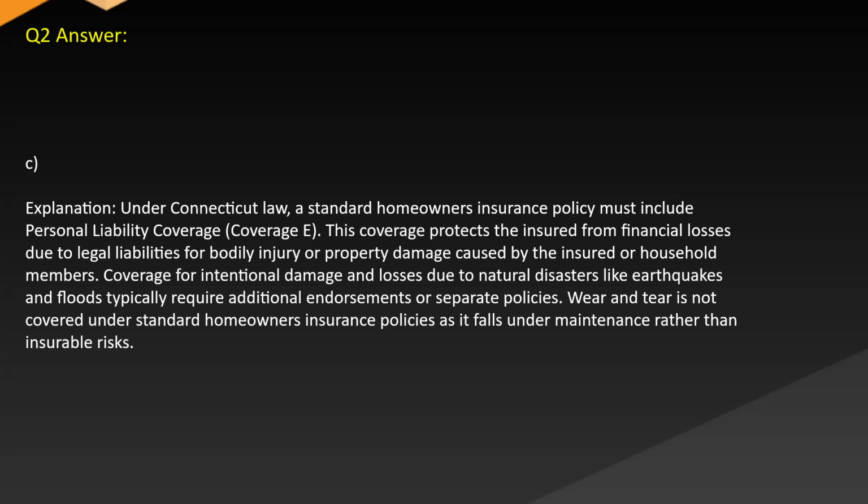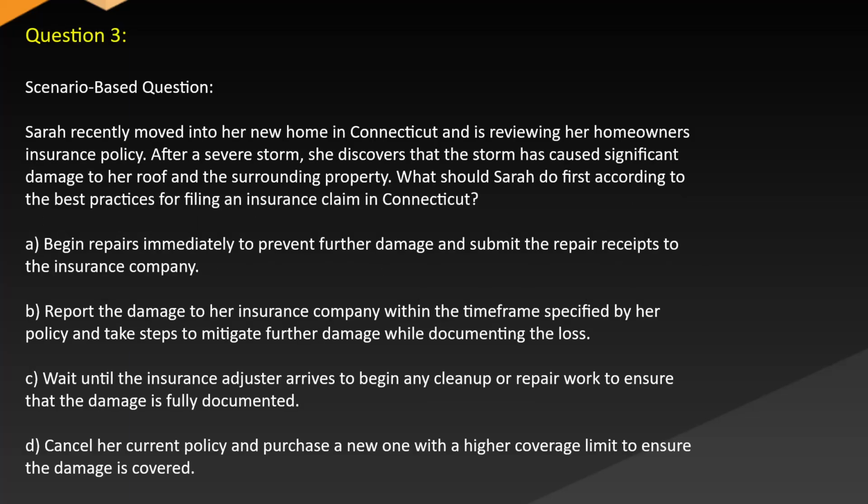Answer. C. Explanation. Under Connecticut law, a standard homeowner's insurance policy must include personal liability coverage, coverage E. This coverage protects the insured from financial losses due to legal liabilities for bodily injury or property damage caused by the insured or household members. Coverage for intentional damage and losses due to natural disasters like earthquakes and floods typically require additional endorsements or separate policies. Wear and tear is not covered under standard homeowners insurance policies as it falls under maintenance rather than insurable risks.